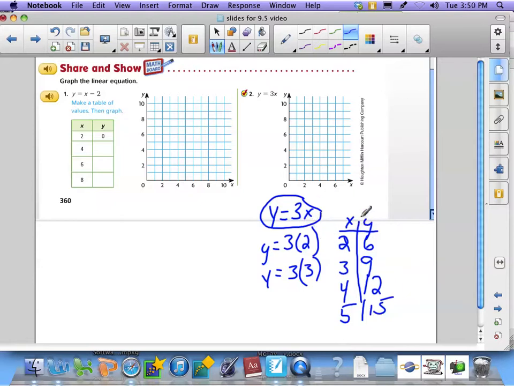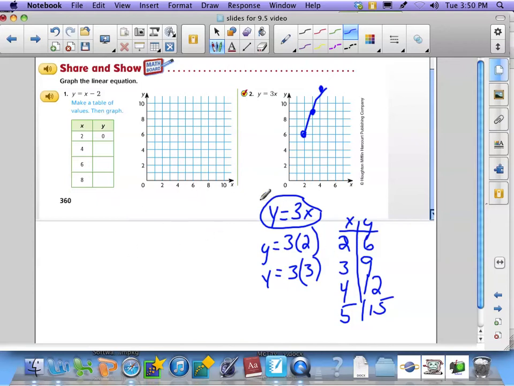Now you have your ordered pairs. Remember, order is important. These are in x, y form. So I'm going to go over to 2, up to 6. Okay, (3, 9). 3 is going to fall right between 2 and 4. So there's 3. There's 9. Got (4, 12). Here's 4. There's 10, 11. 12 would be up here somewhere. So you could extend your graph, and you can see that it's a linear equation.